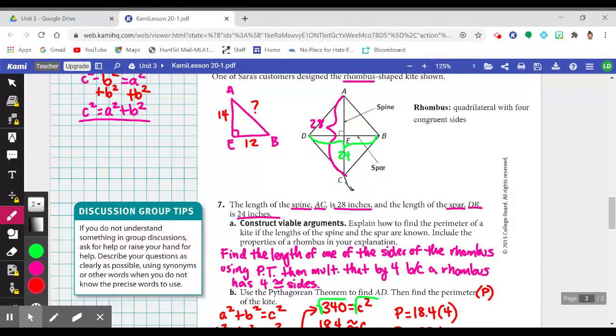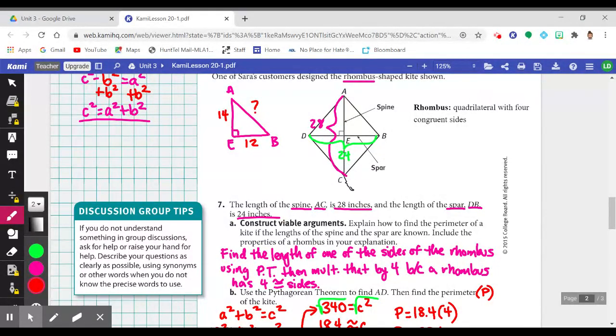So if AC is 28 inches, then halfway has to be 14 inches. So the length from A to E is 14. And that's another property of the rhombus that I probably should have mentioned: when these two lines intersect, they actually bisect each other. So AE really is congruent to EC, not just because it looks like it, but because that's one of the properties of a rhombus, that DB bisects AC and AC bisects DB.